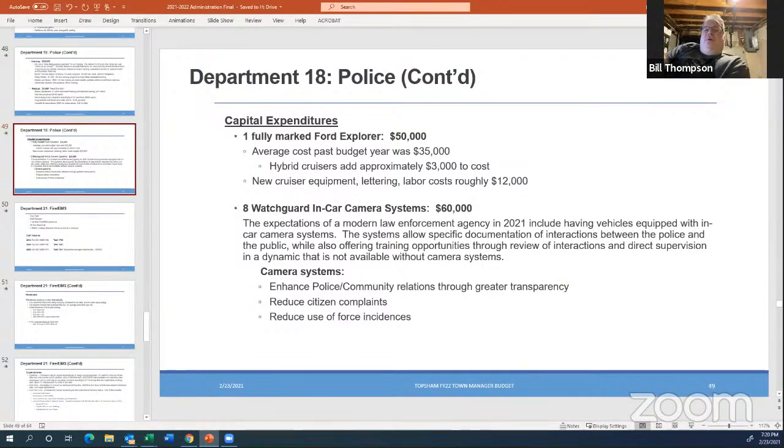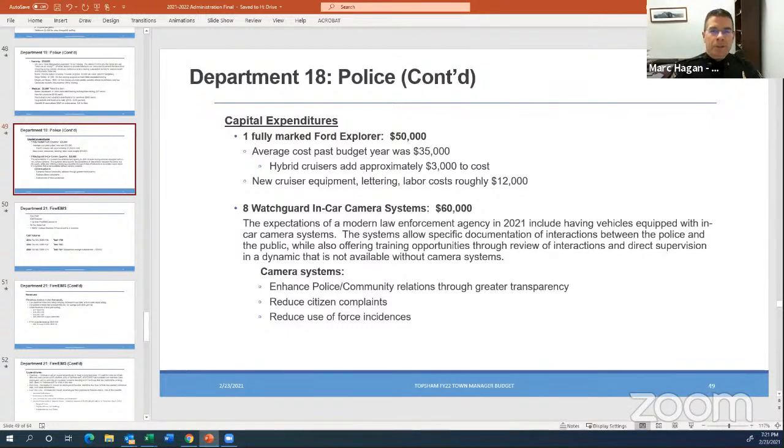Chief, my question is concerning the in-car camera systems at $60,000. How many years do you expect to get out of these before the next latest and greatest system would come along? We're thinking it'll be between 8 and 10 years.